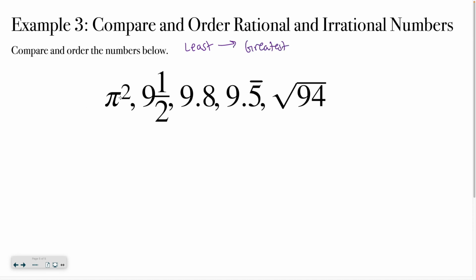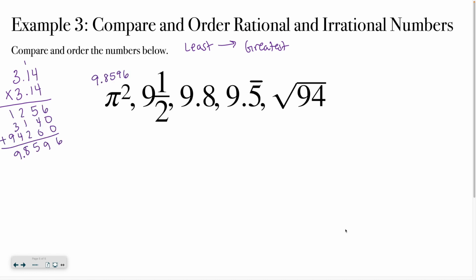So right off the bat, I see I have pi squared, 9 and 1/2, 9.8, 9.5 repeating, and the square root of 94. So I'm going to start right here with that pi squared. We usually approximate pi to be 3.14. So I'm going to do 3.14 times 3.14, and I get 9.8596. Okay, there's my work off to the side, and then I also wrote it above pi squared.